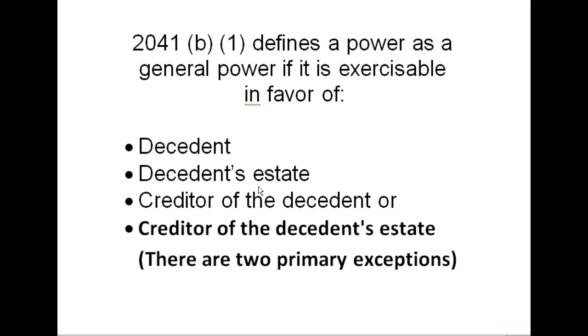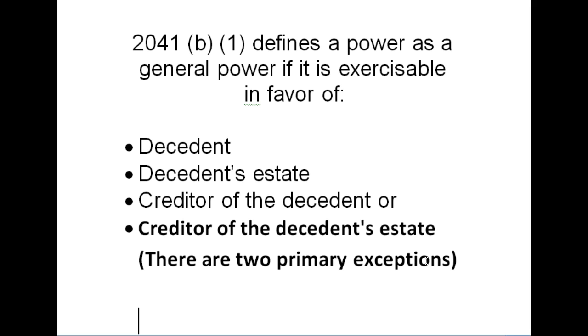Section 2041B defines a power as a general power if it is exercisable in favor of 1, the decedent, 2, the decedent's estate, 3, a creditor of the decedent, or 4, a creditor of the decedent's estate. And there are 2 primary exceptions with respect to the inclusion in the gross estate relating to powers possessed at death.